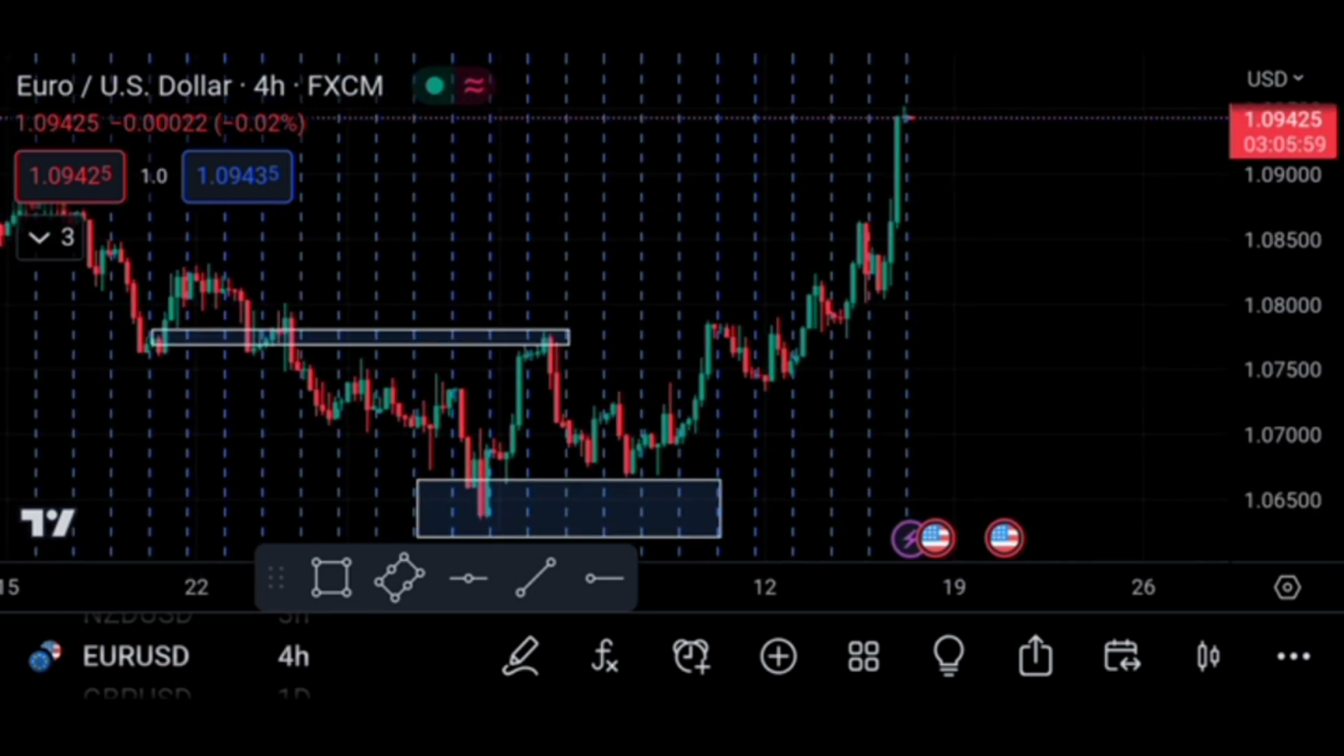Now we have determined the direction of the market. You can see that the market is trending up now, so I'll be looking for buys only. I'm looking to take buys in this EUR/USD market now.